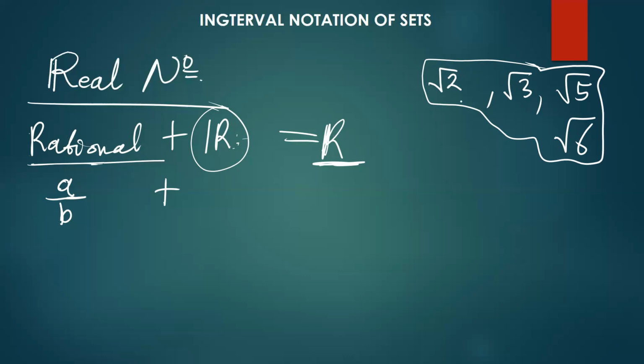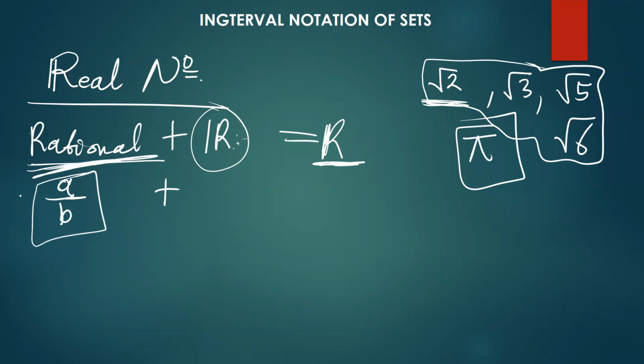For today, you just need to know that irrational numbers are numbers that cannot be expressed in the form A over B. Even pi is an irrational number; you can't express it as a fraction. And rational numbers are numbers that can be expressed in the form A over B. When you add the set of rational numbers and irrational numbers, the resulting set is known as the set of real numbers. So let's now quickly move on to interval notation, since we know what rational numbers and real numbers are.